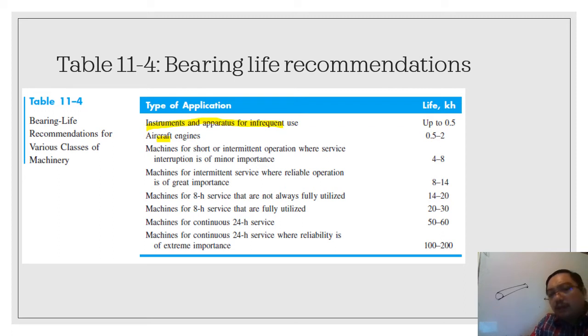This is called the kilo hours. Basically, if you divide this hour by 24 hours, you can estimate how many years this can function. Okay, you can see here for continuous 24-hour service, 60,000 hours. For the continuous reliability is extremely important.